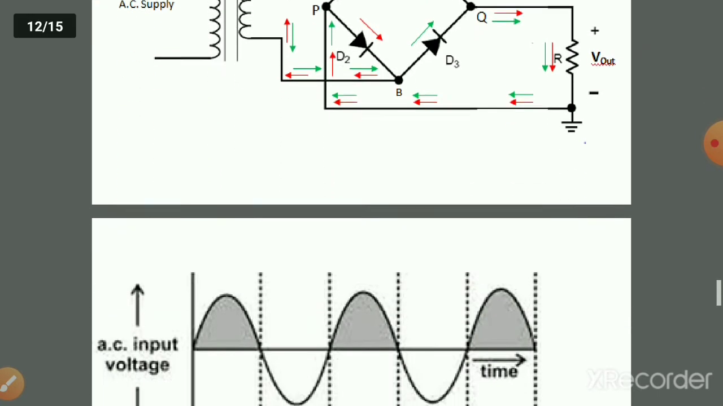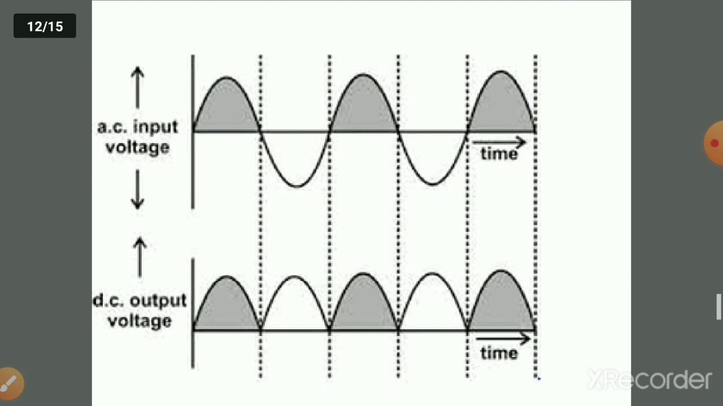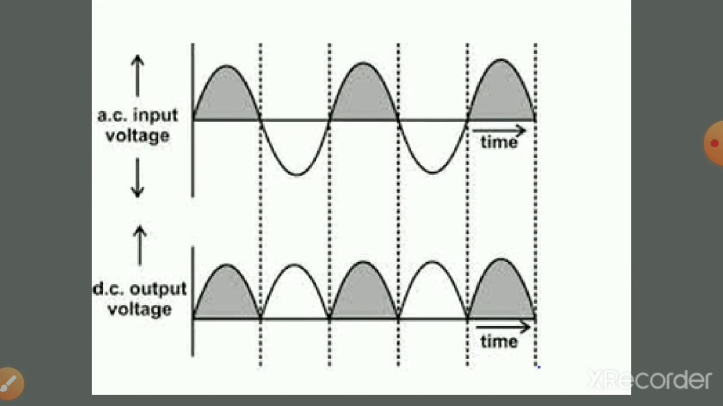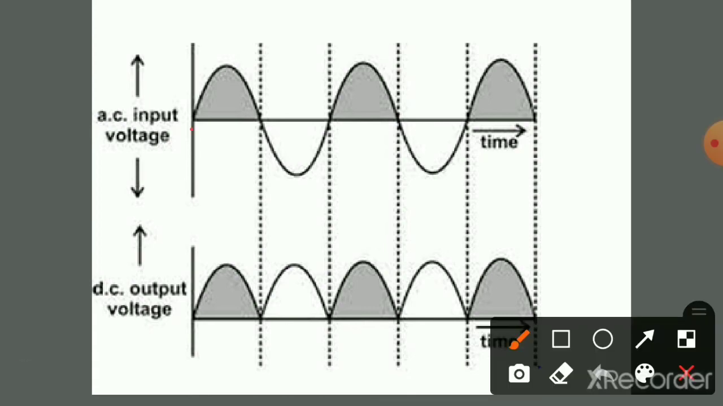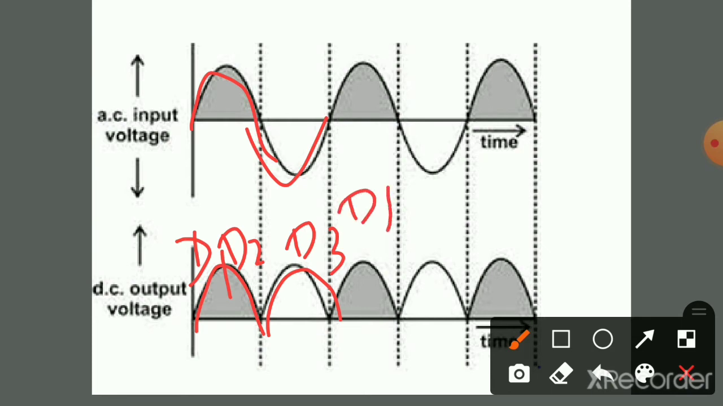The waveforms will be almost similar to your center tapped rectifier only, as in both half cycles it is converting AC to DC. So the waveforms of the single phase bridge rectifier and the single phase center tapped rectifier both will look the same. So in the positive half cycle, diodes D1 and D2 are acting, which will transfer the DC power. In the negative half cycle, diodes D3 and D4 are acting, which will transfer the power. So once again, in the positive half cycle it is D1 and D2.